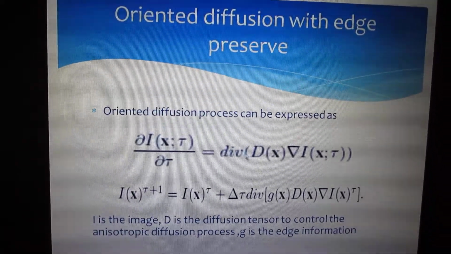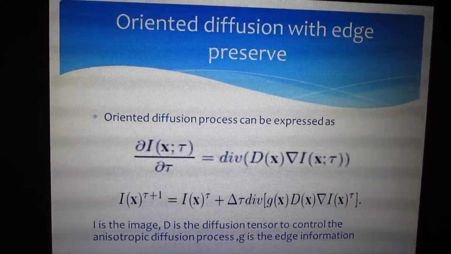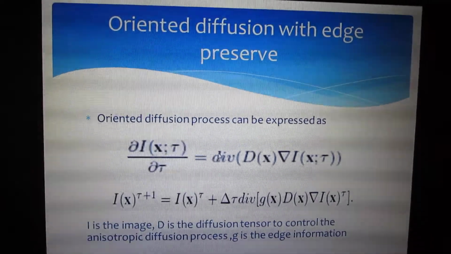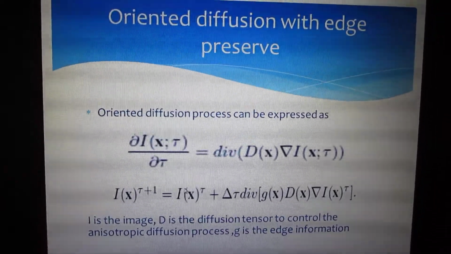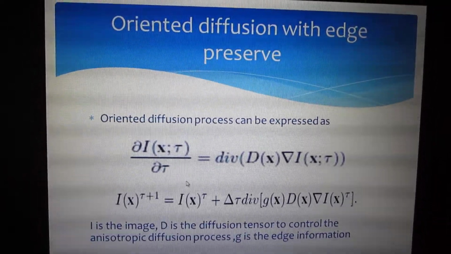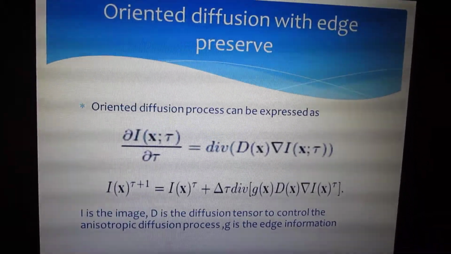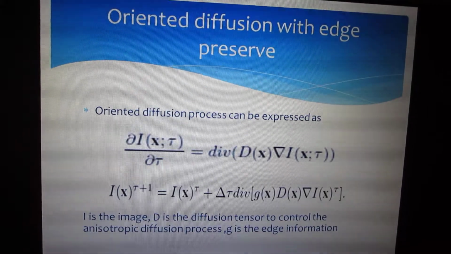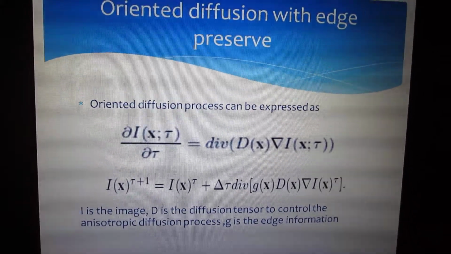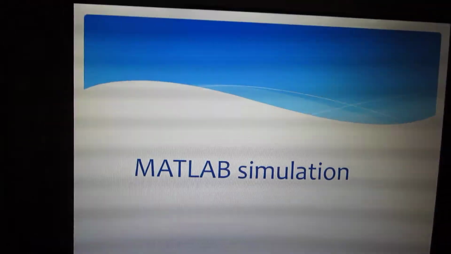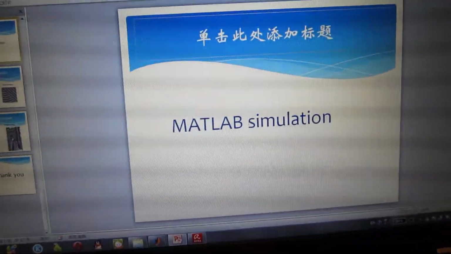For those two equations, the first one is the oriented diffusion process. The second one is the oriented diffusion process with the edge information. I is the image, D is the diffusion tensor, G is the edge information. Now, I will go to MATLAB and show you.